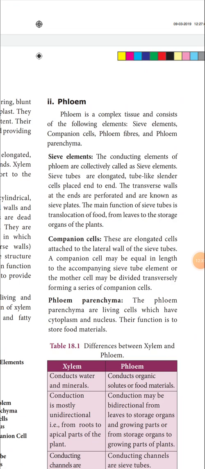Okay, phloem. Phloem is a complex tissue, consisting of the following elements. As I said, it is also made up of 4 different types of cells. One is sieve elements, companion cells, phloem fibers and phloem parenchyma. These are the 4 different types of cells seen in the phloem.